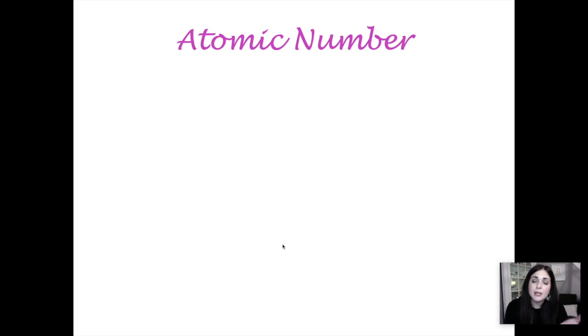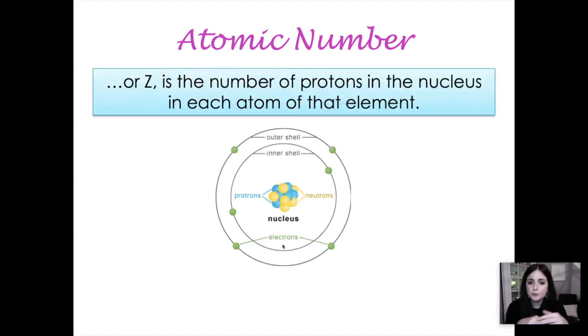Let's talk about what atomic number is. The atomic number has a meaning. Henry Moseley discovered that the periodic table fits much better by atomic number. That's not just an arbitrary number assigned to each element; your atomic number is the number of protons that you find in the nucleus in each atom of that element.